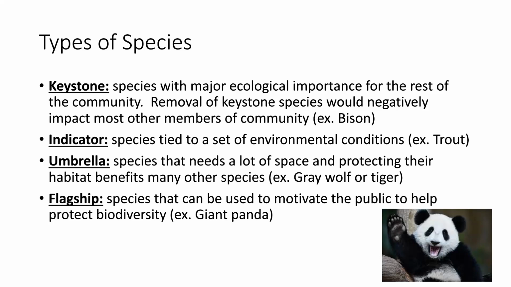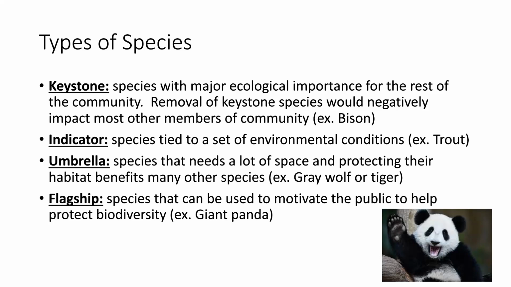Indicator species as well, we've talked about. So those are just going to be species that are very sensitive to a change in a certain environmental condition. So trout, for example, need extremely clean water. So if the water starts to be polluted, you start to lose the trout there. That's going to be an indicator that the cleanliness of that water has decreased.